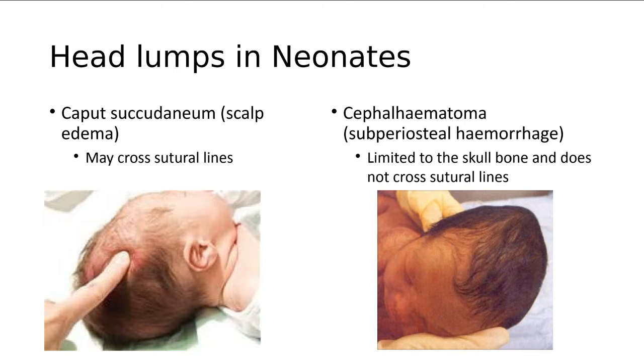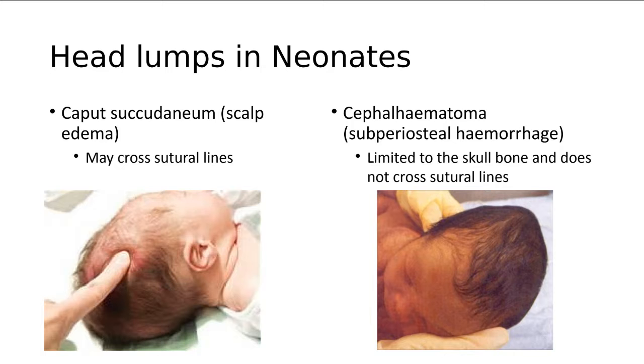All right, there are two main head lumps that are seen in neonates: the caput succedaneum, which just means scalp edema, or the cephalhematoma, which is due to hemorrhage below the periosteum of one bone. Usually both occur with vaginal deliveries, but with the caput succedaneum the swelling crosses sutural lines because it's actually scalp swelling, whereas with the cephalhematoma, the swelling is limited to the skull bone with which it's associated and therefore does not cross sutural lines. They both will resolve spontaneously.